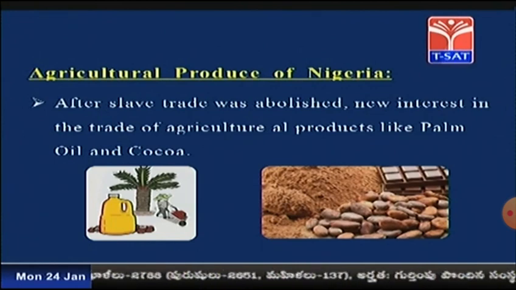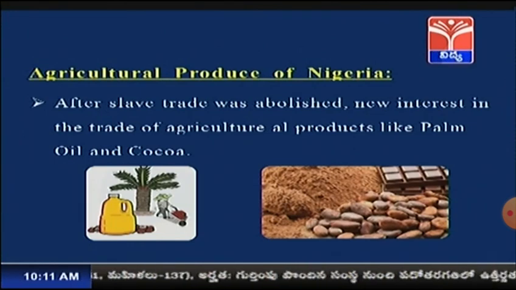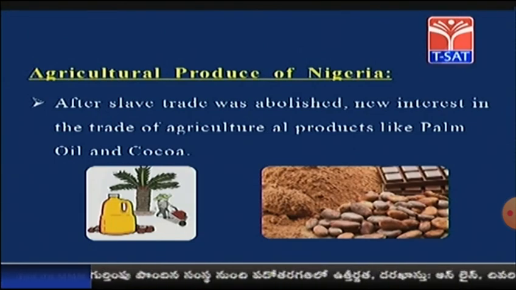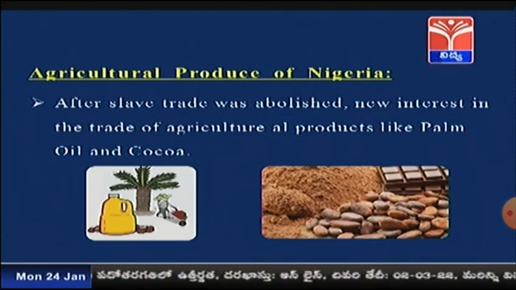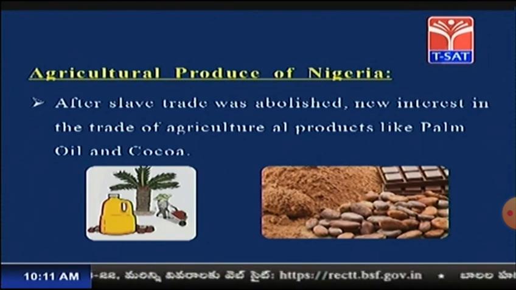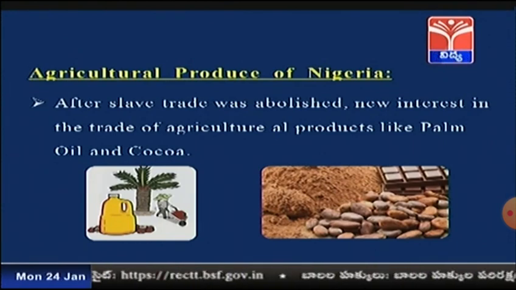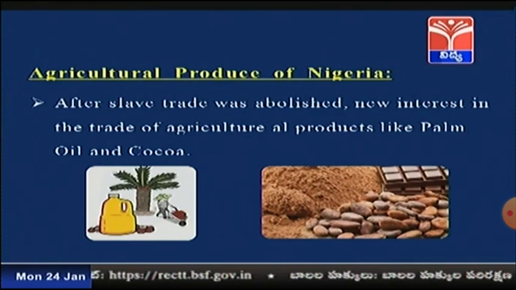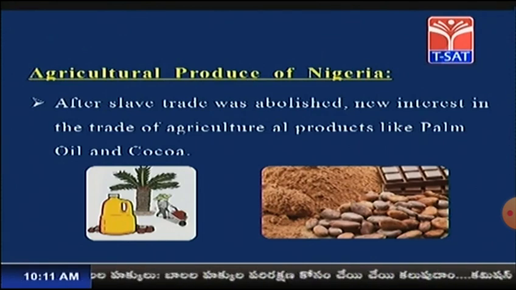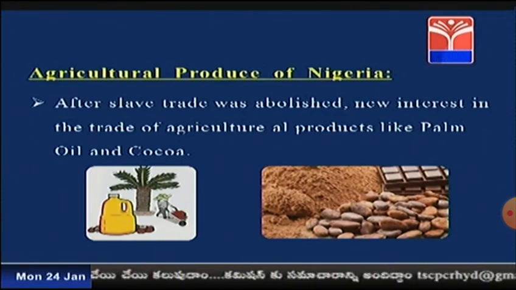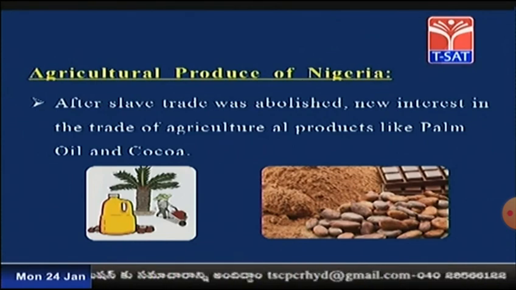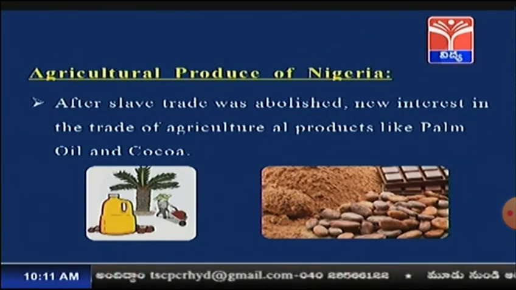Children, you know for what cocoa is used for? Yes, for making chocolates. Do you like chocolates? Yes, everyone likes chocolates. So these chocolates were made from cocoa beans. In this picture, you can see the cocoa beans. From these beans, cocoa powder is made, and from that chocolates are made. So Nigeria is famous for palm oil and also cocoa and mostly petroleum.